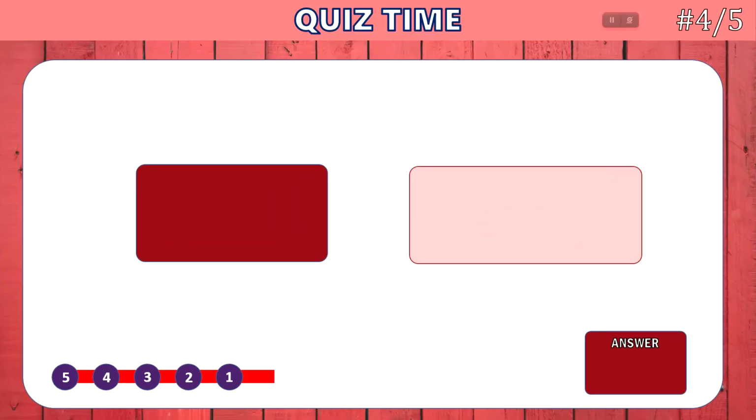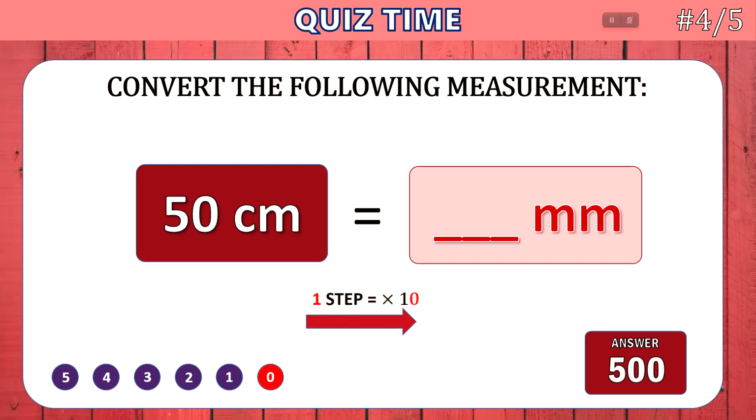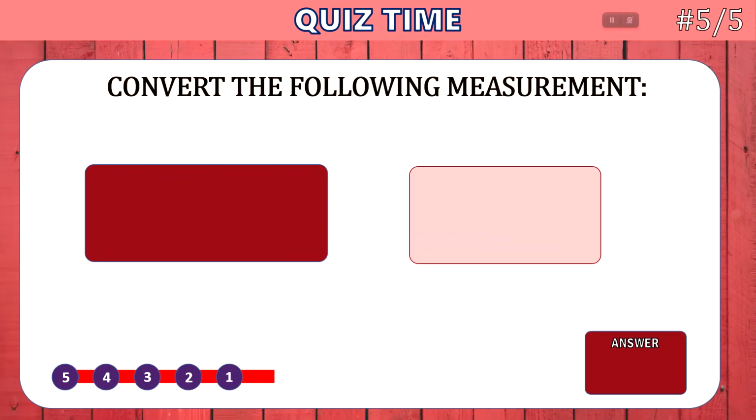Question 4. Convert 50 centimeters into millimeters. To go from centimeters to millimeters is 1 step to the right, which means we multiply 50 by 10, which gives us 500.